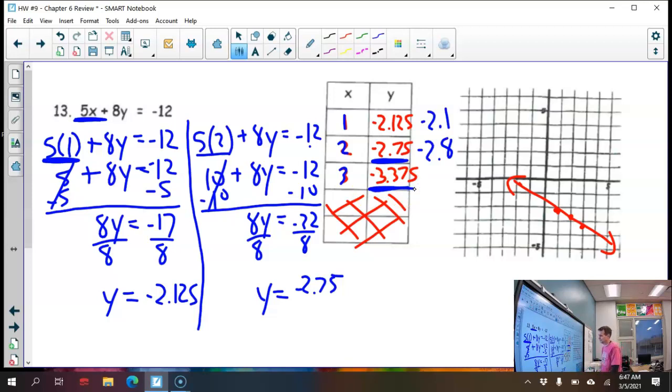So to graph those, this first one, I go 1 to the right, and I go down 2.1. So that is just barely more than 2 boxes. And you can see I went 1 to the right. I went down just barely more than 2, right? And then in the next one, I go right 2, and I go down 2.75. So that would be more than 2.5, right? 2.5 would be 2.5. So I'm going down more than 2.5 boxes, and I'm just estimating. I went down more than 2.5.